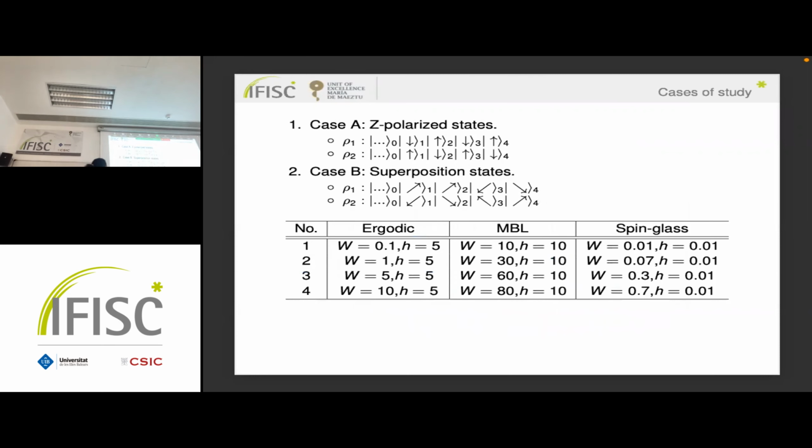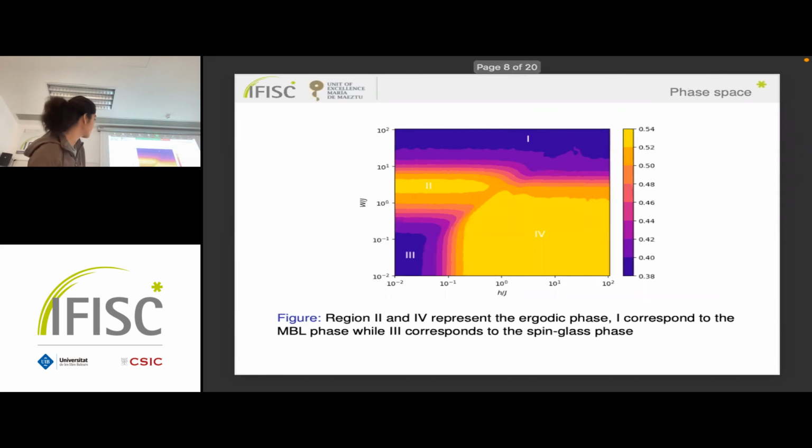Okay, these are the cases that we have. We are considering two cases. Case A is when, in both initial states, rho 1 and rho 2, the qubits are Z polarized, whereas in case B, in both initial states, the qubits are in the superposition state. And if we go to the phase space diagram, we can see the first value, we are starting from here, from W equal to 0.01, and H is also 0.01, and here we will be moving upward.